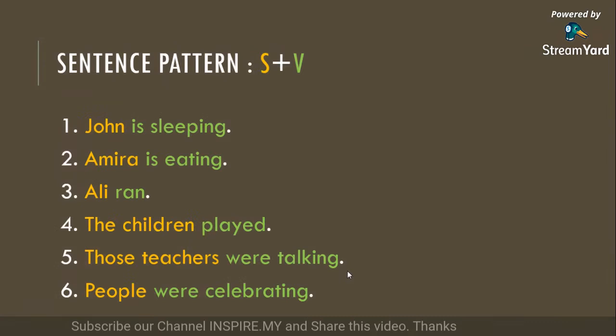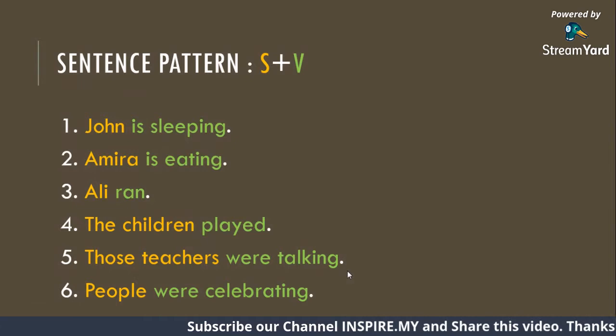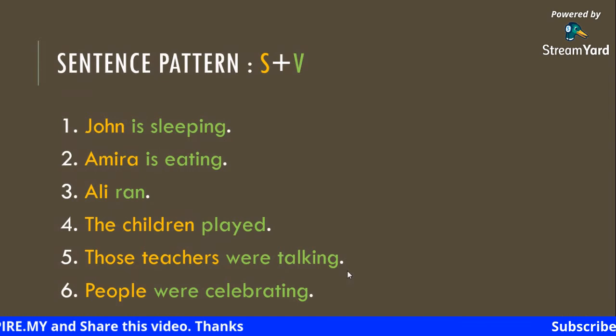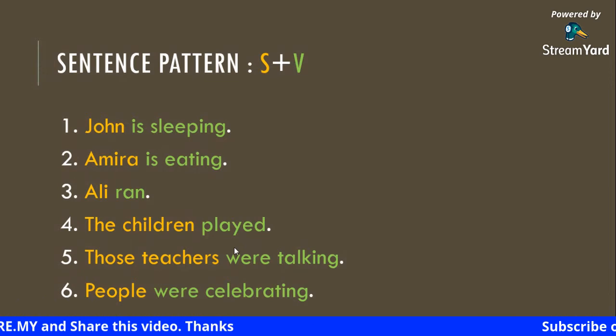This is the most basic pattern, except for the verb alone as an imperative. But this is the most basic. You should be able to write this. John is sleeping. Amira is eating. Ali ran. The children played. Those teachers were talking. People were celebrating.